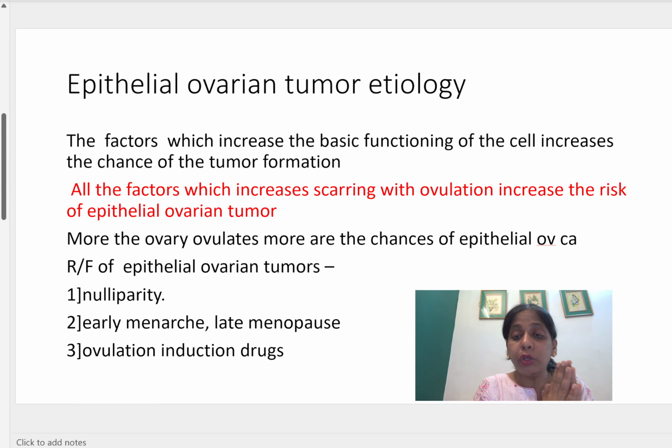So normally only one ovum ovulates in 1 month, right? But in ART, when we are going for IVF, we make the lady produce 15 eggs in 1 month. So you can see how the burden of ovulation increases, and these ovulation induction drugs predispose the patient to epithelial ovarian carcinoma. Okay.